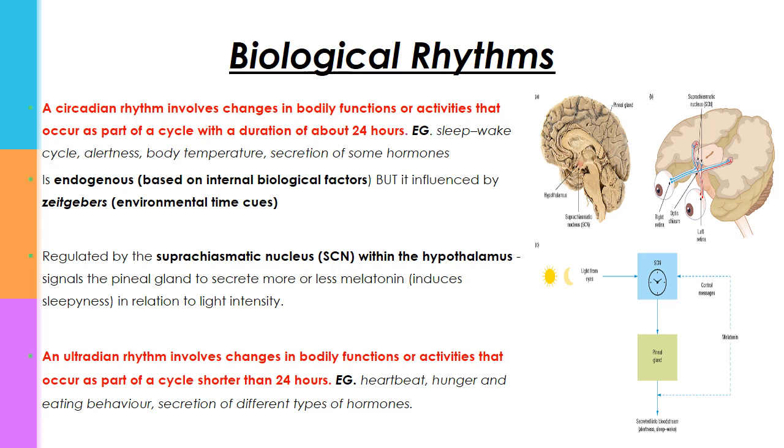Now what actually happens is when it's light outside, and this is something that you need to know the process, and I'm sorry this image isn't very good, but when it's light outside, sensors in the eyes send information to the suprachiasmatic nucleus within the hypothalamus, okay? Now, what that will do is signal to the pineal gland to secrete more or less melatonin. So when there's more light, the melatonin will stop being produced. And if there's less light, more melatonin will be produced because melatonin induces sleepiness, okay?